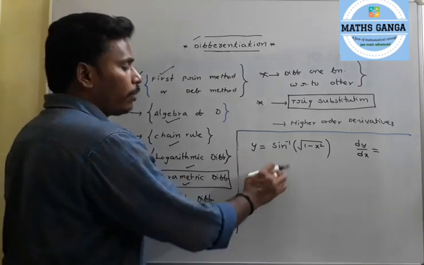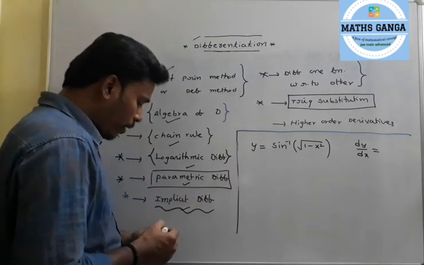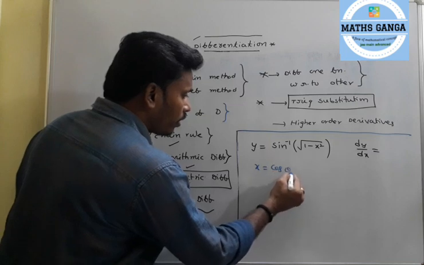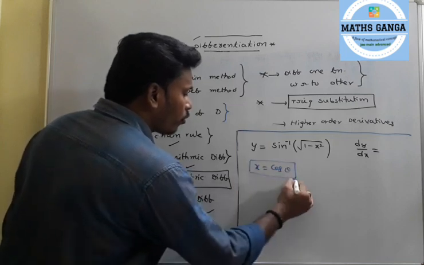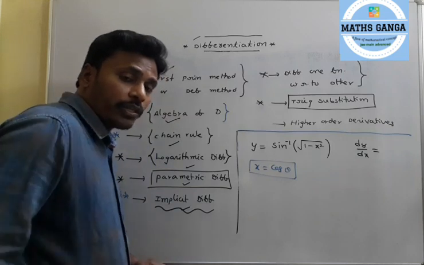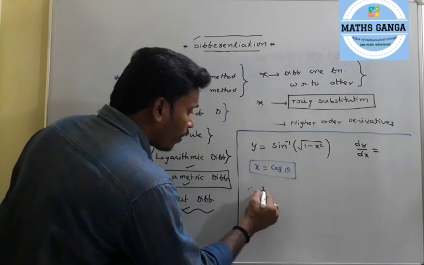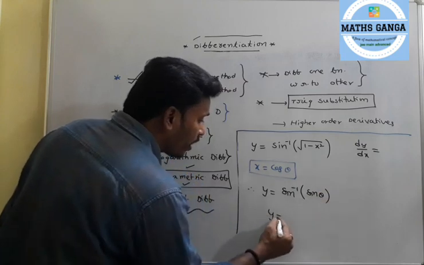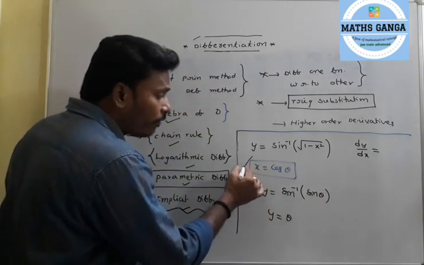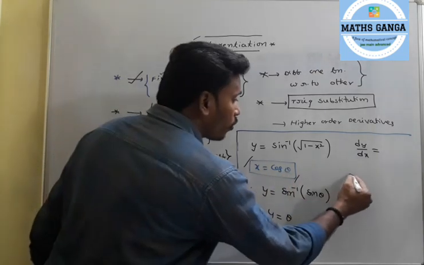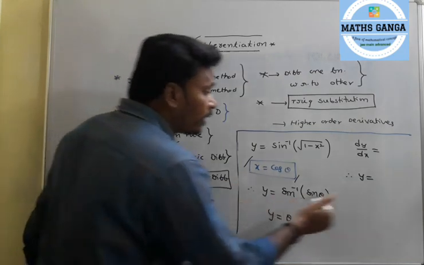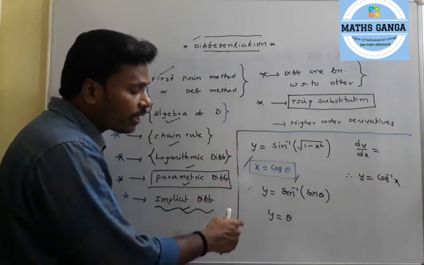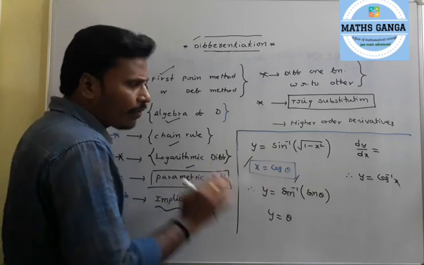Now just think simply, which trigonometric function is suitable to replace x? What do you say? Take x = cos θ. If x = cos θ, 1 − x² is 1 − cos²θ, and √(1 − cos²θ) is sin θ. So if x = cos θ, we have sin⁻¹(sin θ), right? sin⁻¹(sin θ) is θ, so y = θ. But we took x = cos θ, and we have y = θ. So finally, what is that θ? That θ is simply cos⁻¹ x. Since we are taking x = cos θ, and we get y = θ, θ is cos⁻¹ x. Our task is to find dy/dx.